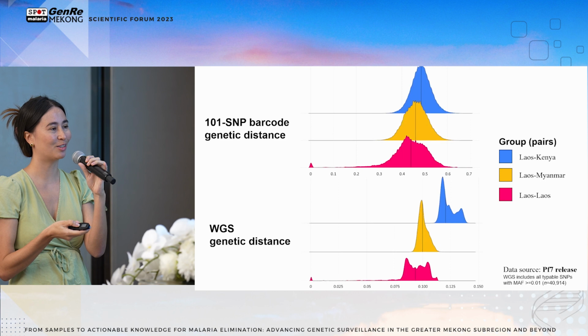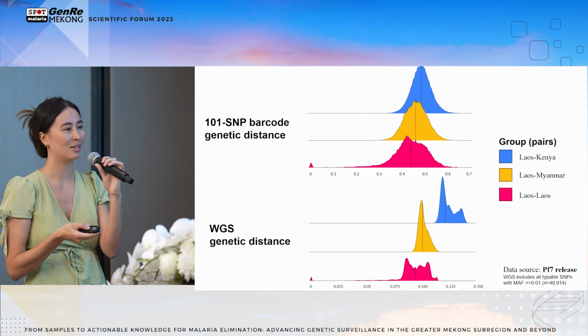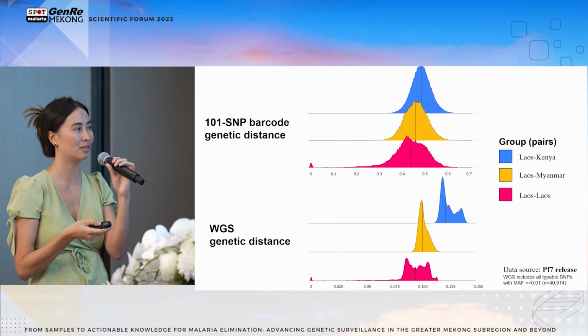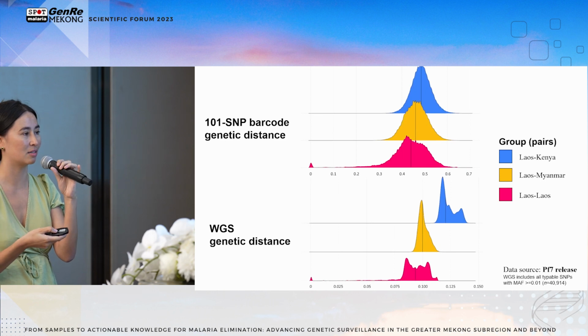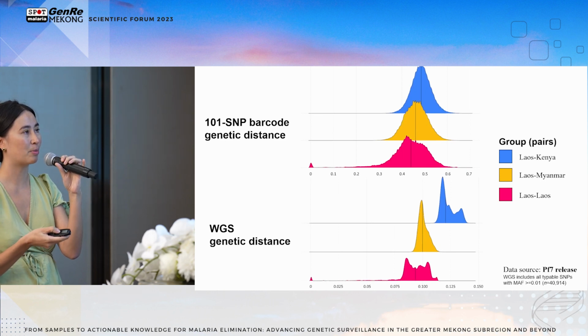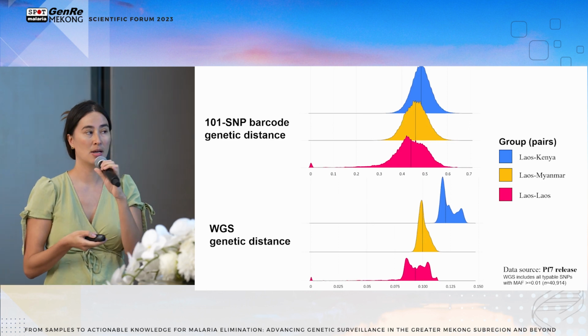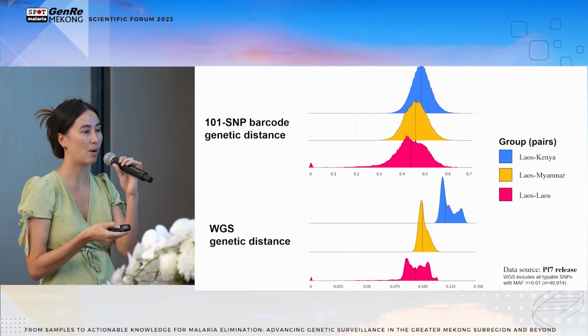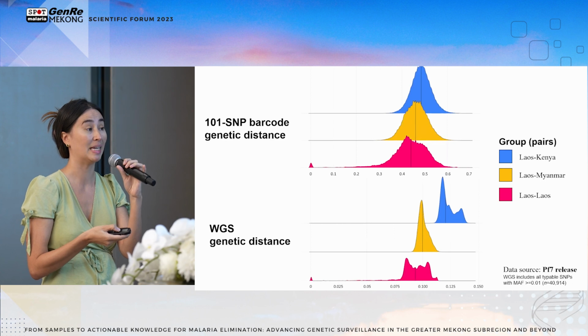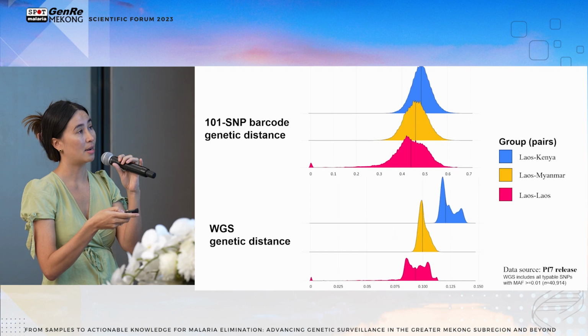And which resulted in 41,000 SNPs included in the calculation of these genetic distances. And what you can see is that the separation between the groups becomes larger, which is what we would hope to see. And the bump of clonal expansion remains.